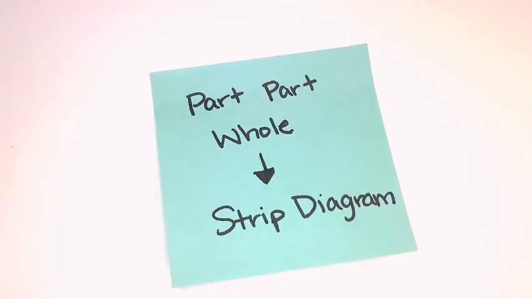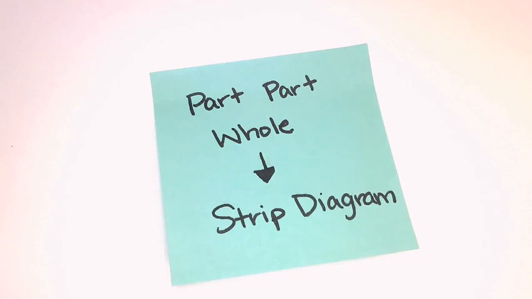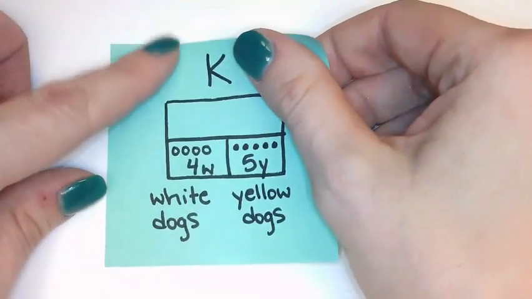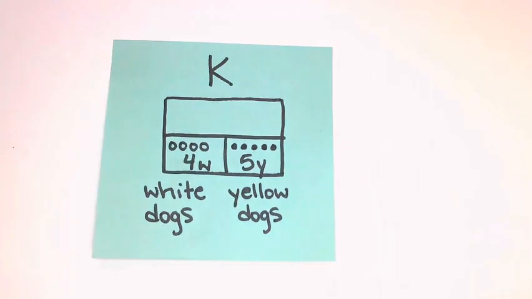So now we're going to look at how a part-part whole mat turns into a strip diagram, and how kindergarten and first grade teachers can really support the complex problem solving that happens in upper grades. Starting with kindergarten, we have a part-part whole mat here that shows two different parts from this problem.